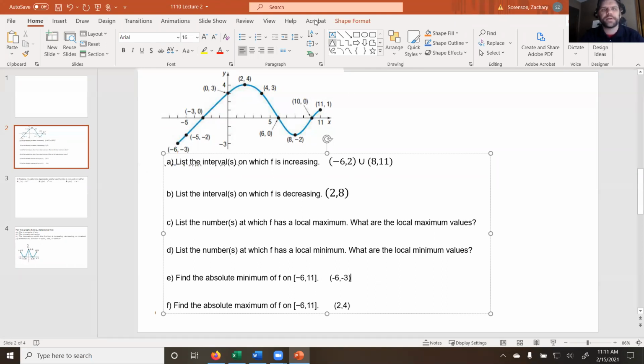Now to throw a wrinkle in it, because that's kind of what I like to do. If my graph keeps going down forever and ever and ever, I don't technically have an absolute minimum. So if I have an arrow going down, I don't have an absolute minimum because I need a point. I need a point to have an absolute min, like (-6, -3). If it goes all the way down to negative infinity, well, negative infinity is not a value. It's kind of a concept we approach. And so that's just something to be aware of.